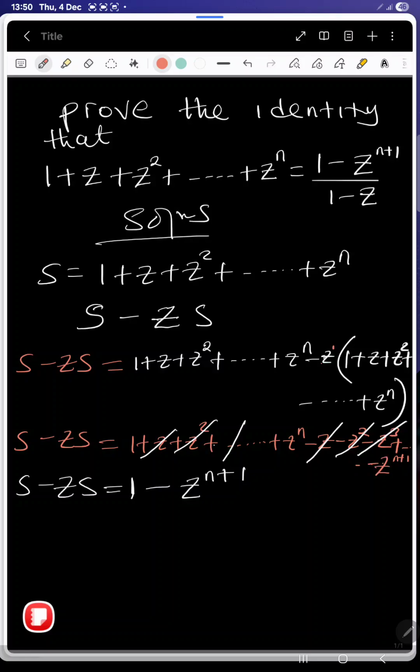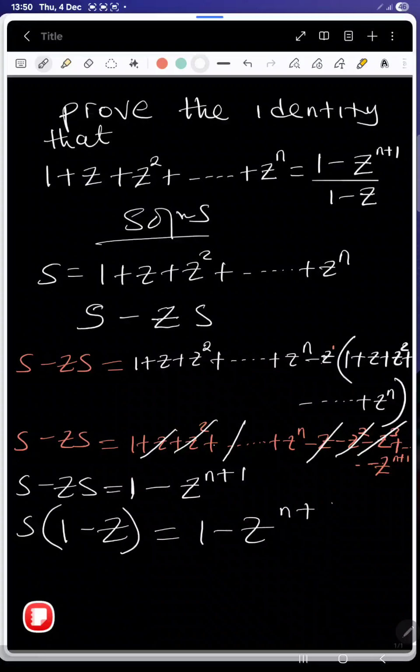Okay, now from here, remember we want to prove that this is equal to that. So that's what we are reducing. So now how can we reduce to that? You are going to say that here we have s minus z times s, and you've seen that s is common here. So what can we do? We can factor out the s which is common. So factoring out the s which is common, we remain with 1 minus z, and that is equal to 1 minus z to the power n plus 1.